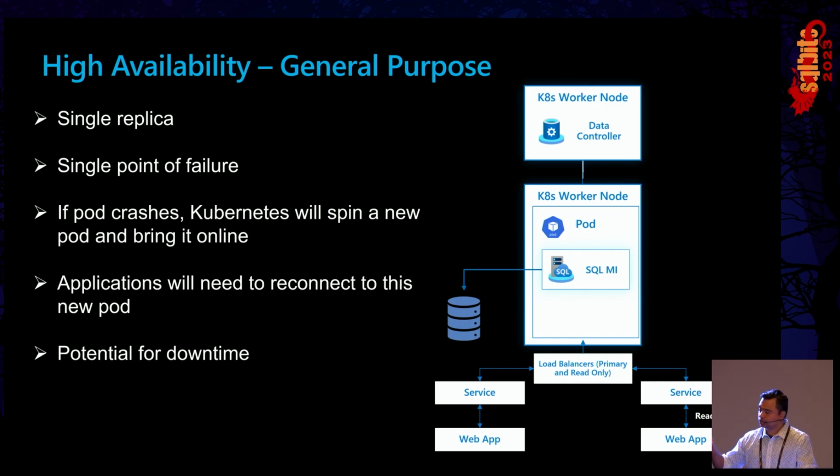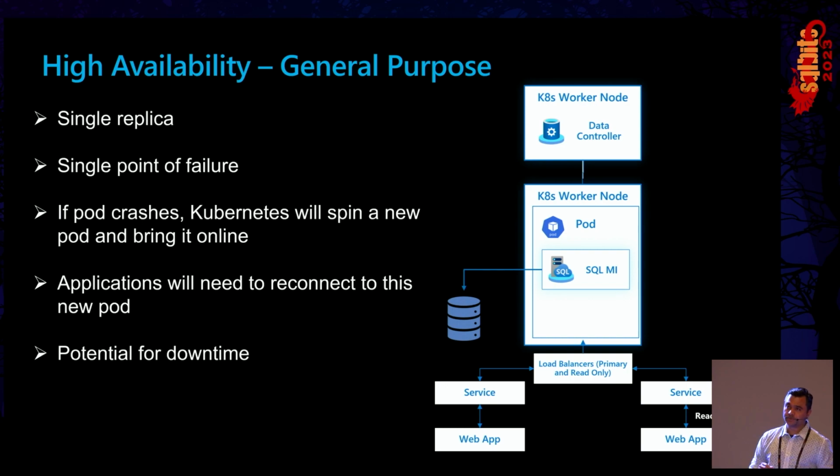Just to give you a context, for the next few slides, I'm going to talk about HA, DR, backups, monitoring, each of these capabilities. And I'm going to do one slide for general purpose, how that feature works in GP, and how that feature works in the BC service tier. Okay, so that's the pattern for the next few slides.